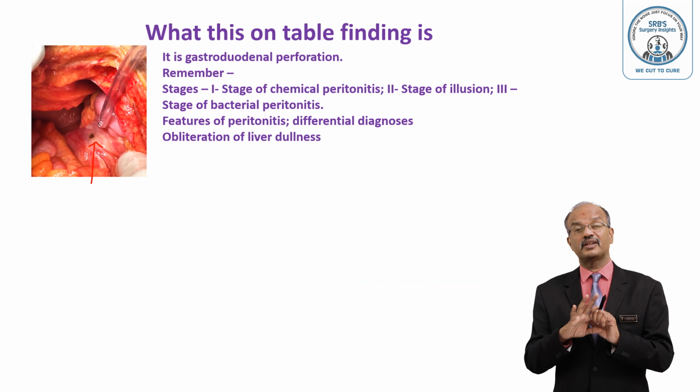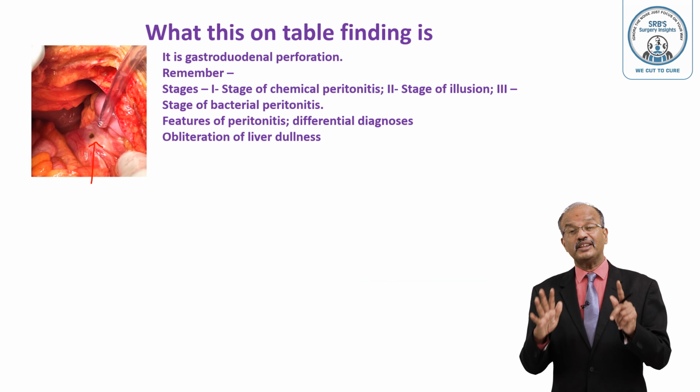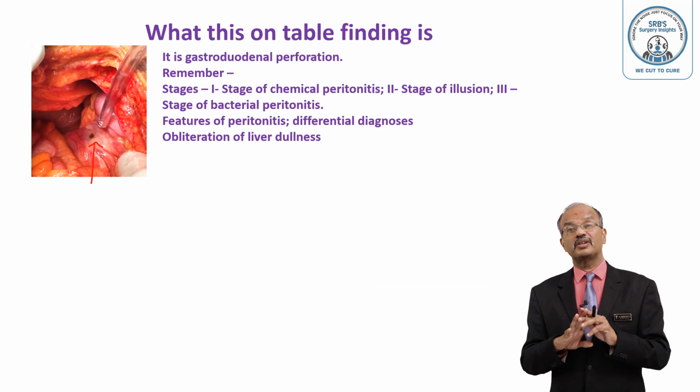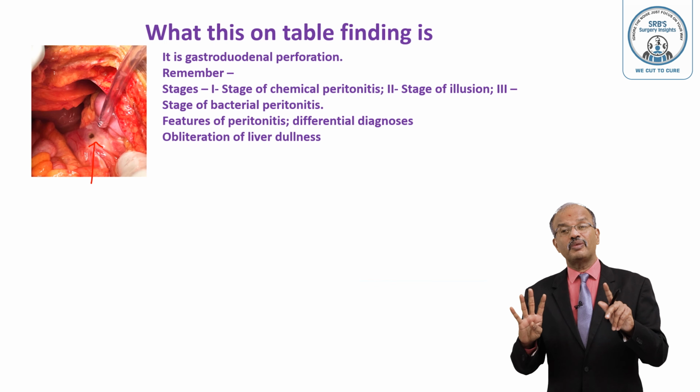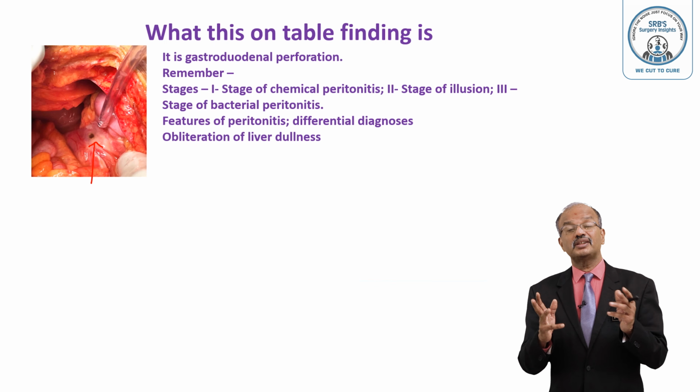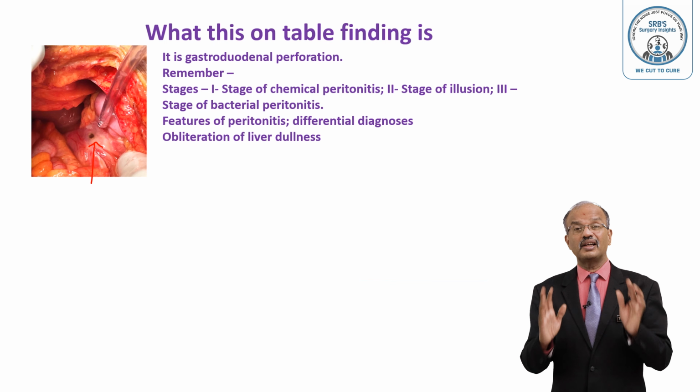Liver dullness obliteration, X-ray abdomen erect posture, X-ray chest, remember, not chest abdomen. Chest X-ray with the upper abdomen in erect posture. Understood? Not a chest X-ray abdomen. The diaphragm should be covered. So chest X-ray with the upper abdomen, you should tell. In erect posture, gas under the diaphragm will be there. So that is the investigation. Of course, CT is ideal.